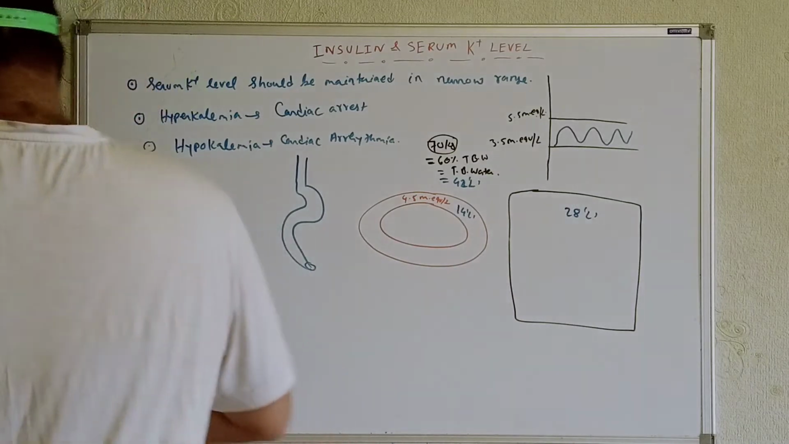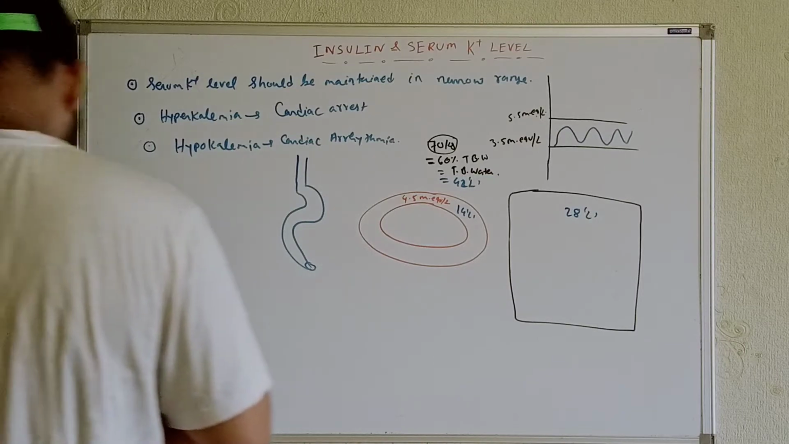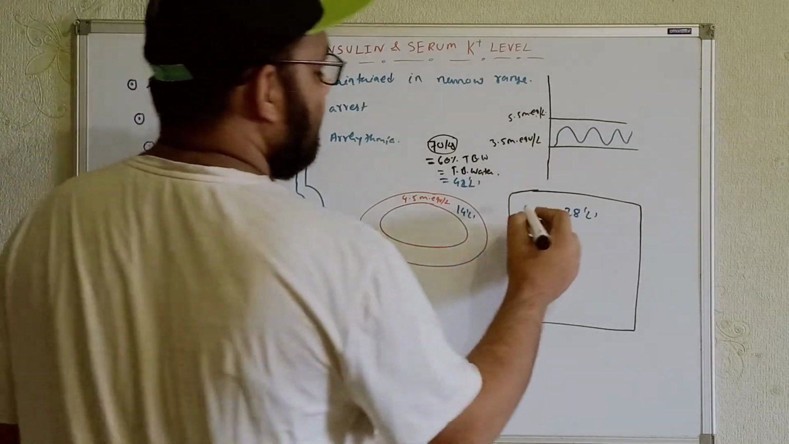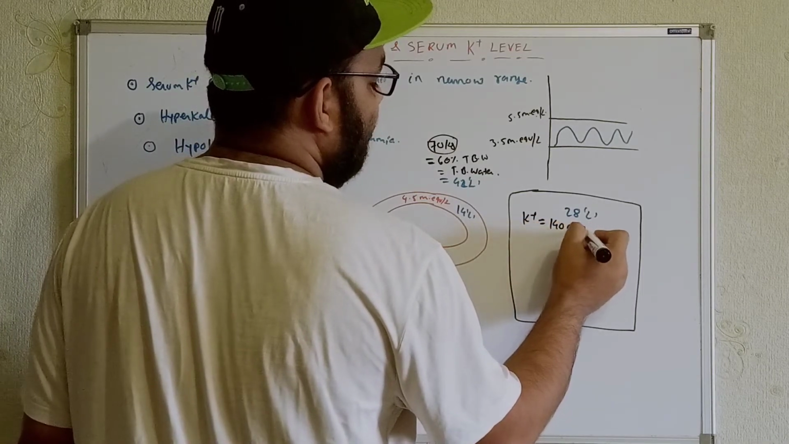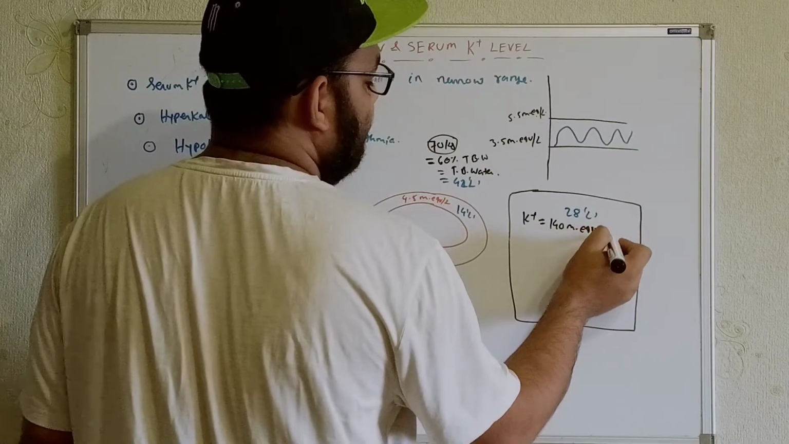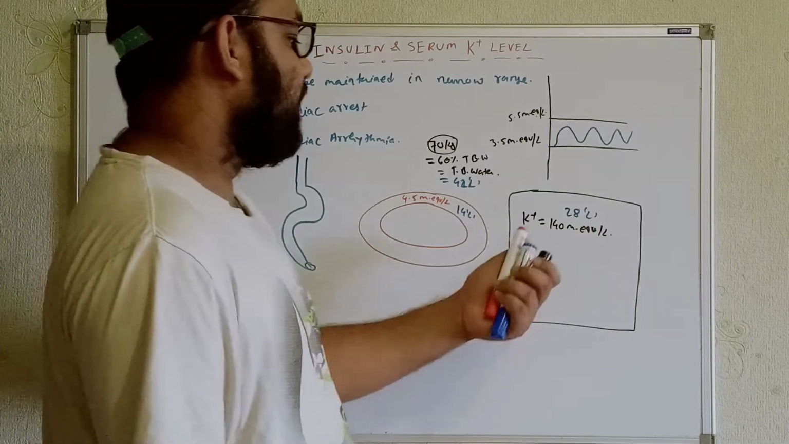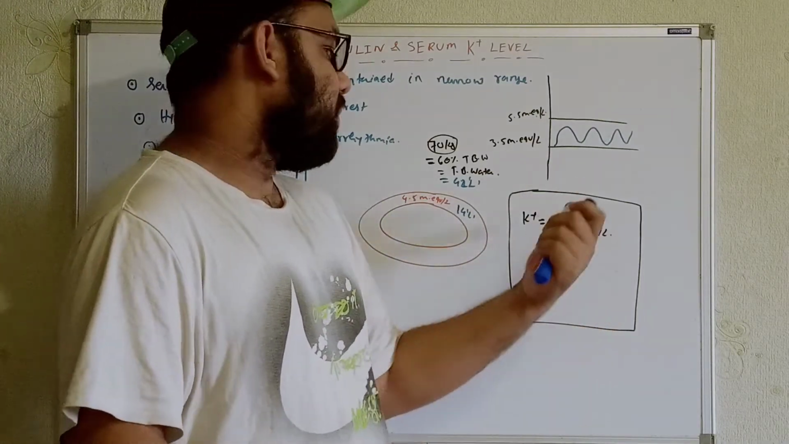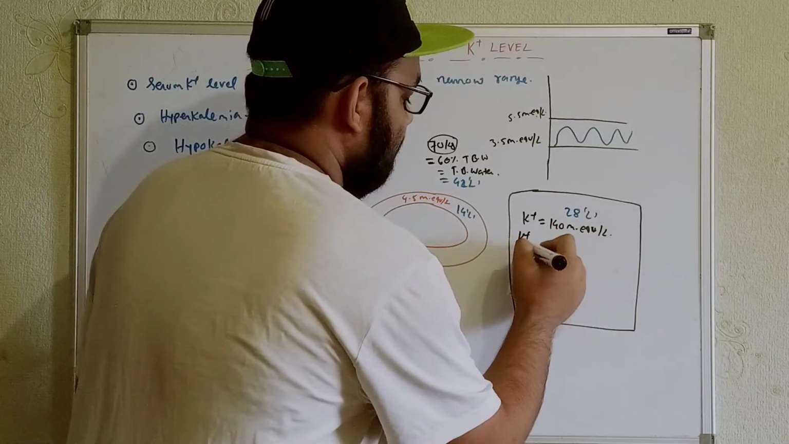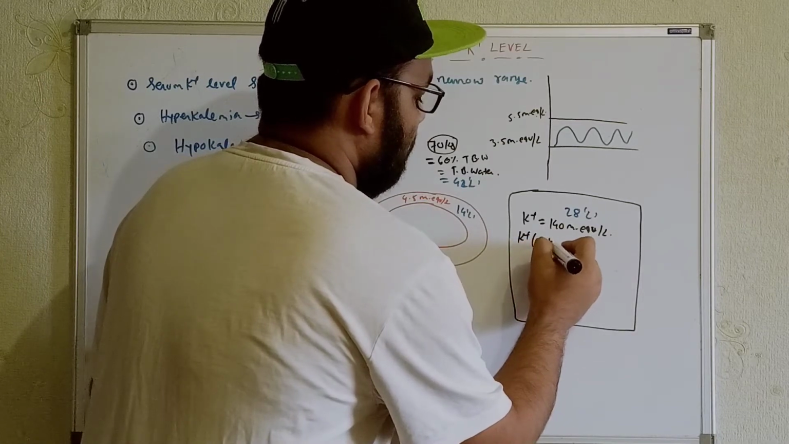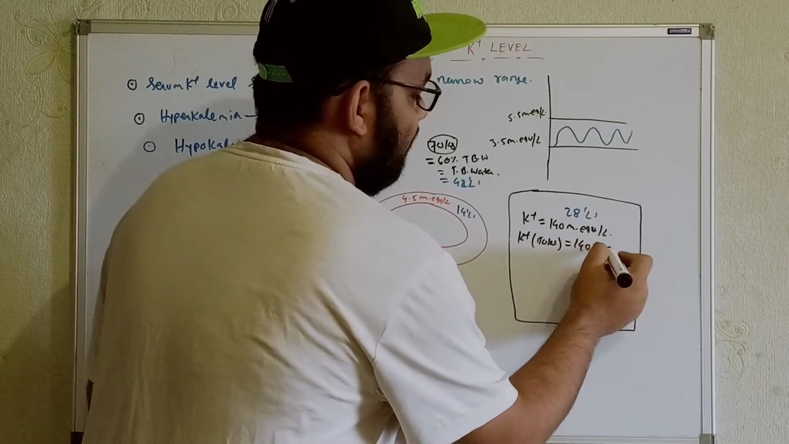Okay. Now let's do the normal mathematics over here. So what do we know? The potassium level within the cell is around 140 milliequivalent per liter. Now if you get it in terms of the total amount, 28 liter in the whole body, what will be the total potassium level within the cell in the whole body? It should be 140 multiplied by 28.